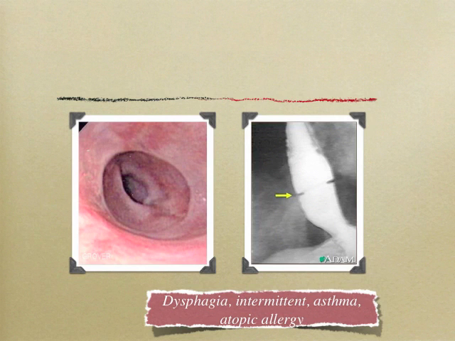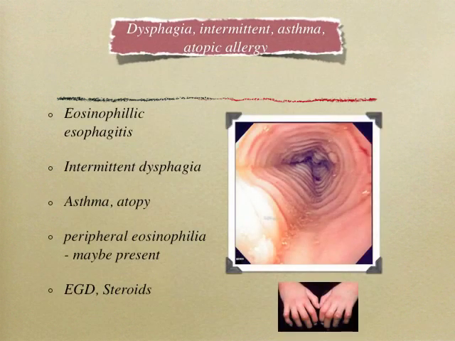Now moving to something more common for examiners to use, which is again young people with dysphagia, maybe intermittent, and a few other clues. So eosinophilic esophagitis is going to show up in your exams. As this picture shows, these rings in the esophagus are a classic endoscopic view of eosinophilic esophagitis.